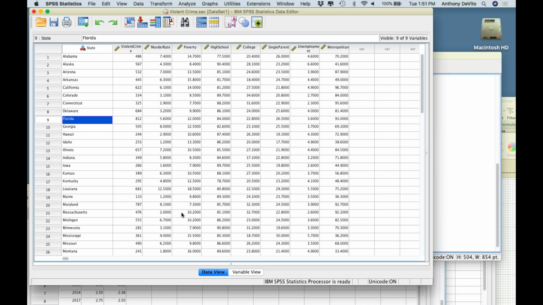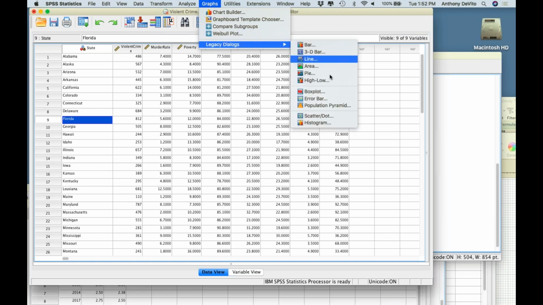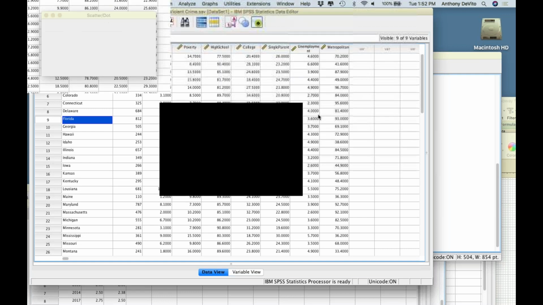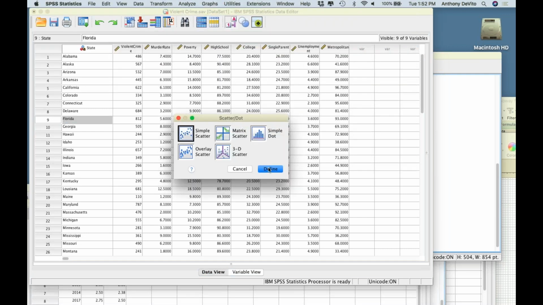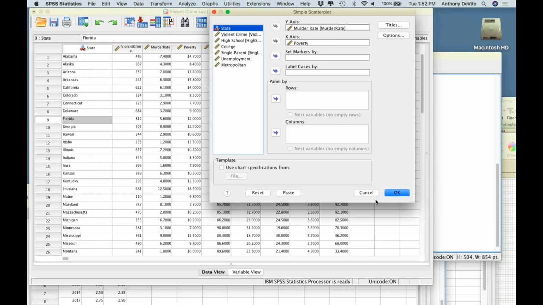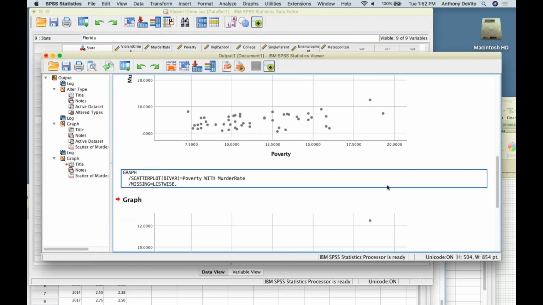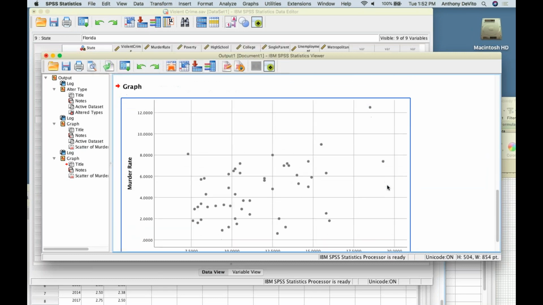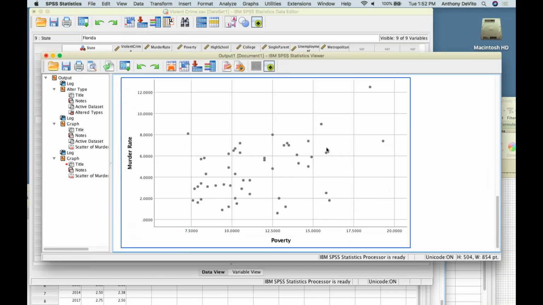Okay, now I'm going to do my scatter dot again. Graphs, legacy dialogues, scatter dot, define. It's already set up there, and then I'm going to click OK. Okay, let's look at my new graph. It looks quite different, doesn't it? I can see it seems like they're going up, not a very strong correlation, but it seems like they're going up. I'm going to double click on that.